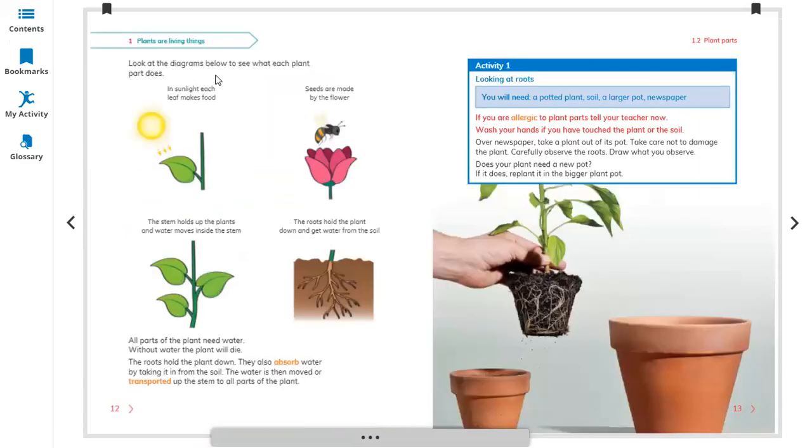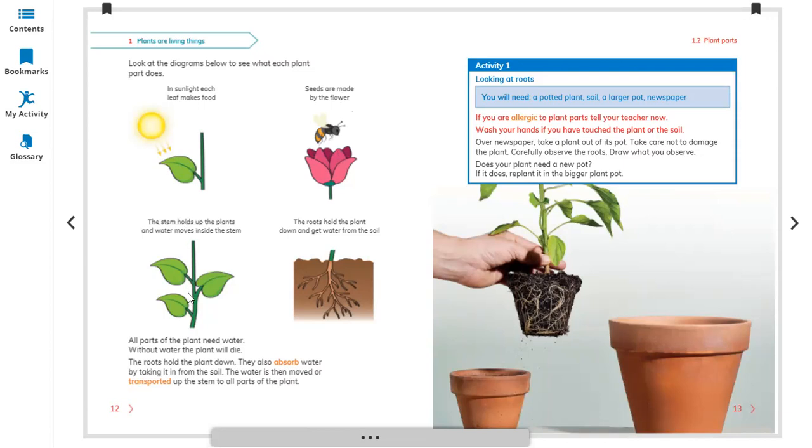Look at this diagram below to see what each plant part does. What about leaves? In sunlight, each leaf makes food. What about the flower? Seeds are made by the flower.